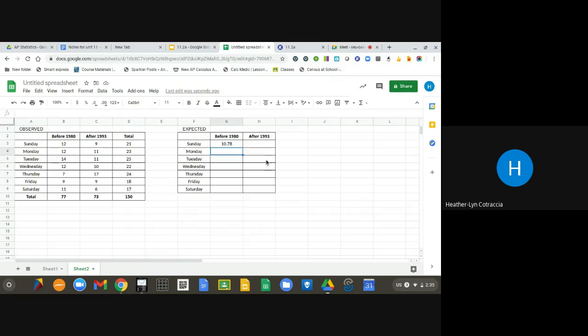And again, we could do the same thing with the next one. And we would say equals your row total times your column total, and then divide that by the table total to get those expected counts there. Okay, now this gets a little bit tedious and you're like, oh, it's Excel. There's got to be an easier way.